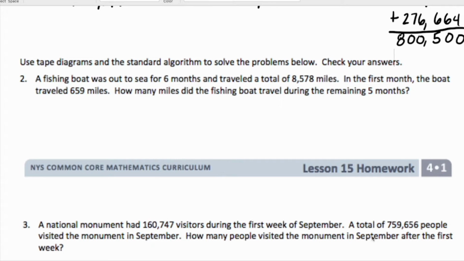It traveled a total of 8,578 miles. In the first month, the boat traveled 659 miles. How many miles did the fishing boat travel during the remaining 5 months? So they told us the total. So let's do a bar. I'm going to do a bracket to show that I know the total.